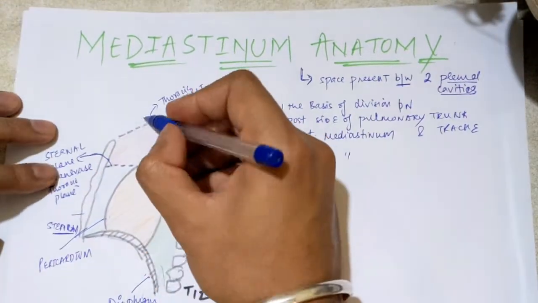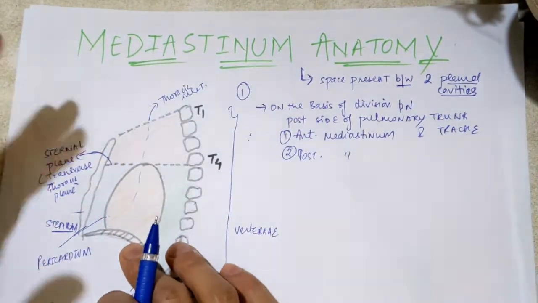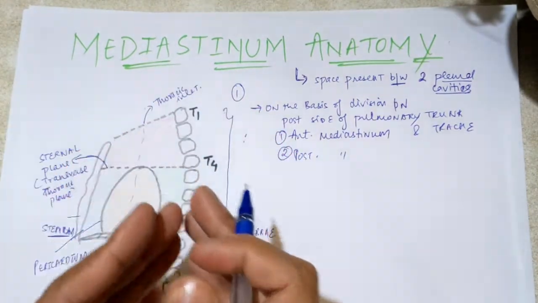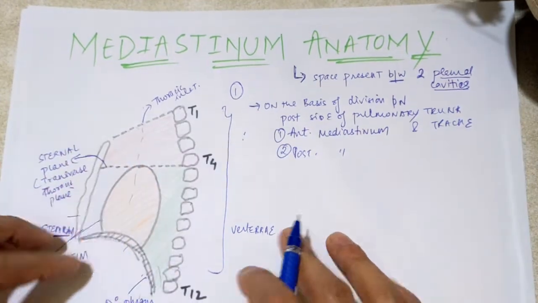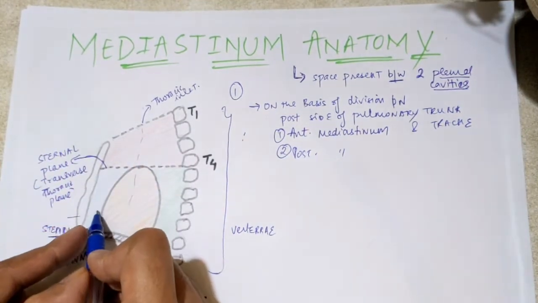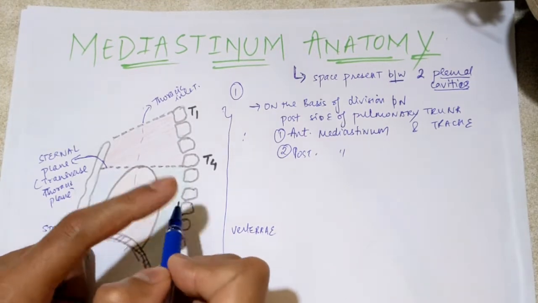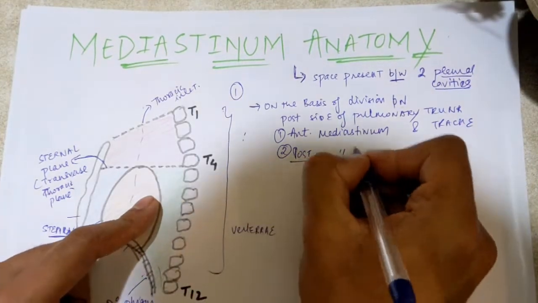You can actually see, just draw a line like this. Consider this is a line, and your trachea is here. We are seeing this laterally. So the trachea's posterior part will divide this mediastinum into two parts. What is present anterior to this line will be your anterior mediastinum, and what is present posterior to this line will be your posterior mediastinum. So this is the first classification.